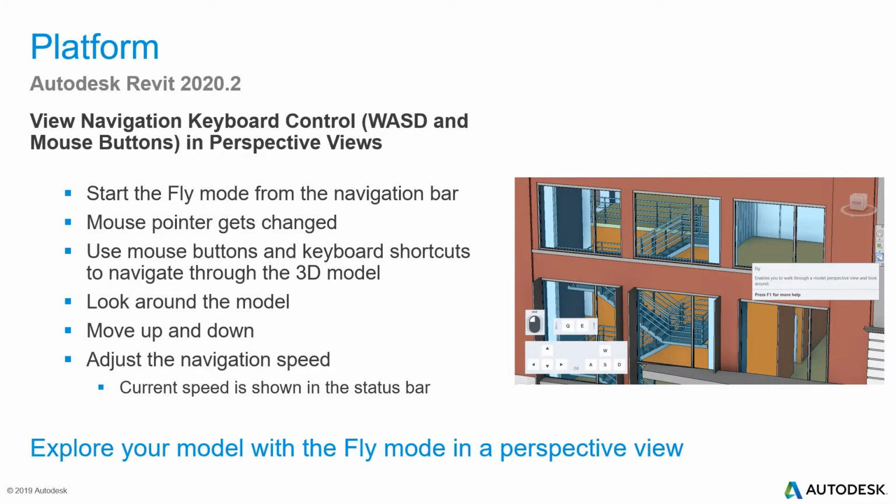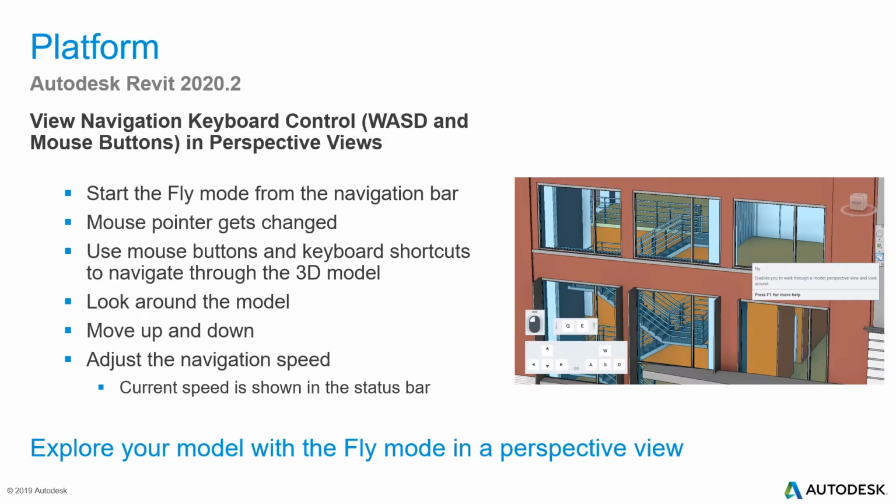The new fly mode features let you explore your model in a perspective view, travel through your model, change direction, look around and move up and down with keyboard shortcuts. To start fly mode, just press the button, which looks like a paper airplane, on the navigation bar on the right of the screen. You can also hold down the right mouse button to enter the mode.